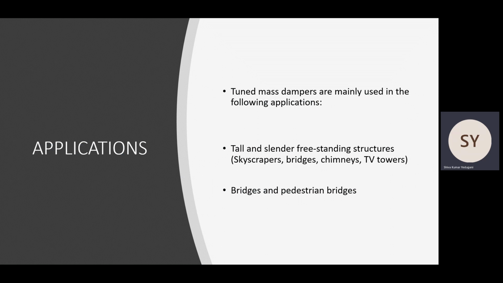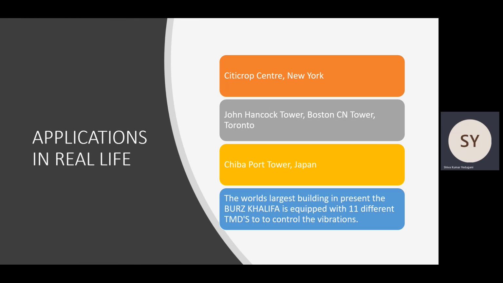Then coming to the applications part, tuned mass dampers are mainly used in the following applications: tall and slender free-standing structures like skyscrapers, chimneys, bridges, and TV towers, and pedestrian bridges also. Here are some real-life examples: Citicorp Center in New York, John Hancock Tower in Boston, CN Tower in Toronto, Chiba Port Tower in Japan, and the world's tallest building at present, the Burj Khalifa, which is equipped with 11 different TMDs to control the vibrations.